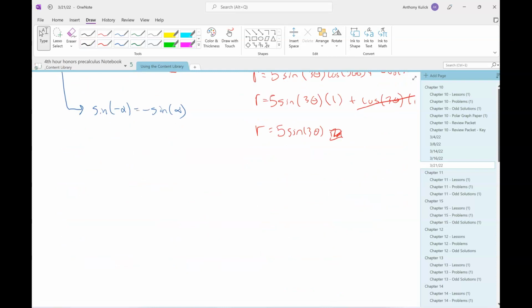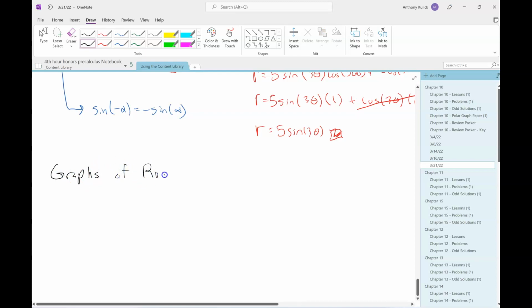It turns out that these types of graphs we're going to give a name to. We're going to call these guys rose curves because they look like flowers. Not really like roses much, but I didn't get to pick the type of flower that we're going to name it after.